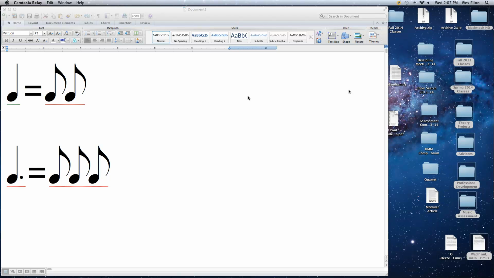Well, hello once again, everyone. Today we're going to talk about compound meter. Last time we talked about simple meter.